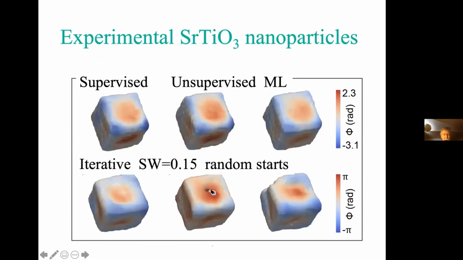It also illustrates quite nicely this point that the phase wraps with the iterative but does not wrap with the machine learning, because there's no Fourier transform in the machine learning. It's just finding the solution.